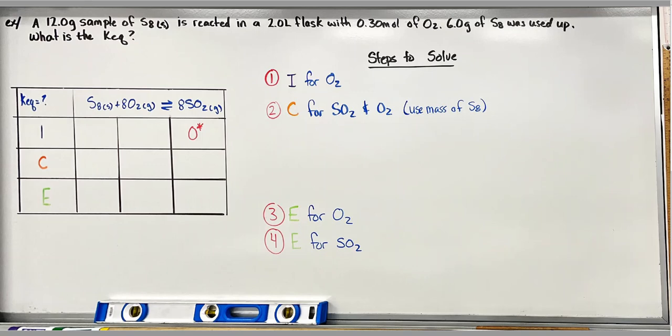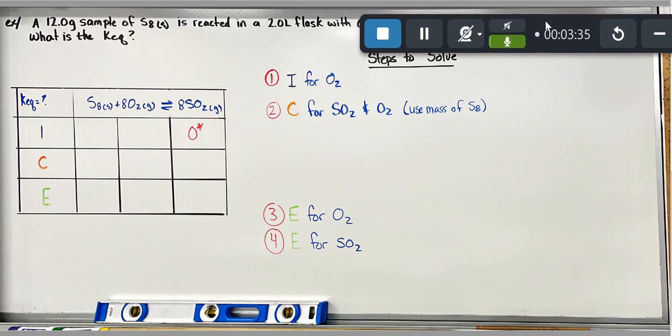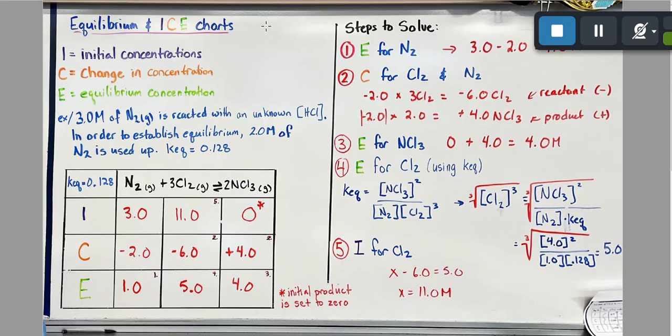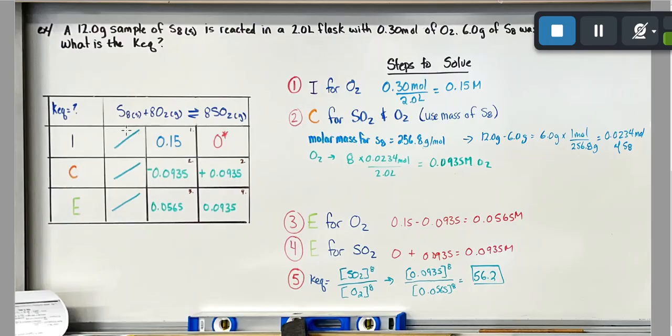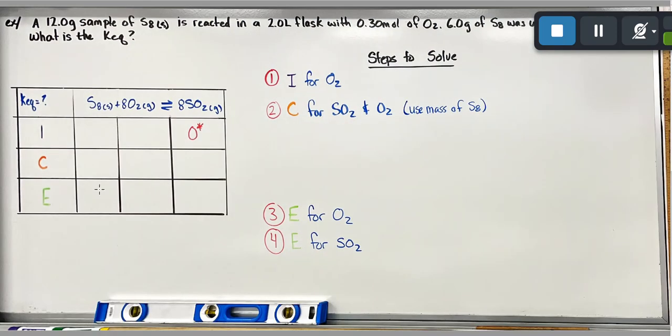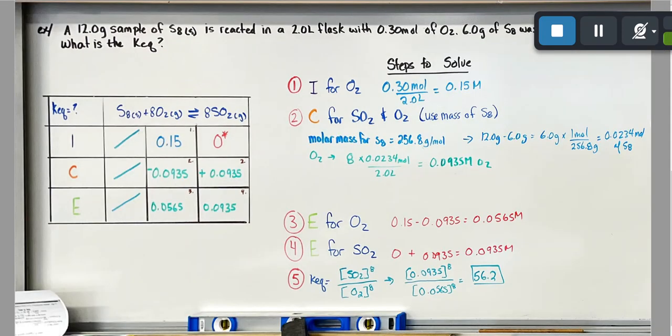So first things first, we need to realize that S8 is a solid, and therefore we do not include solids in our expression. That's the first thing. We need to sort of get rid of this. We know our product is 0 because we haven't created anything yet. It hasn't started. So the first thing we're going to do is find the I for the O2. I know it's in a 2-liter flask, and I know I have 0.3 moles, so I can calculate 0.15 molar.